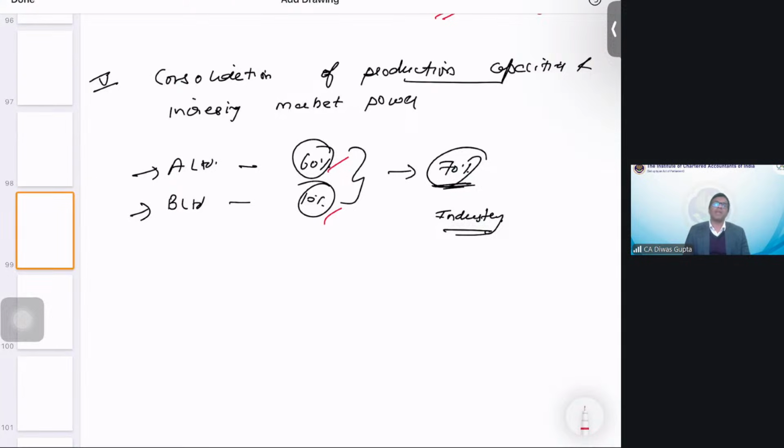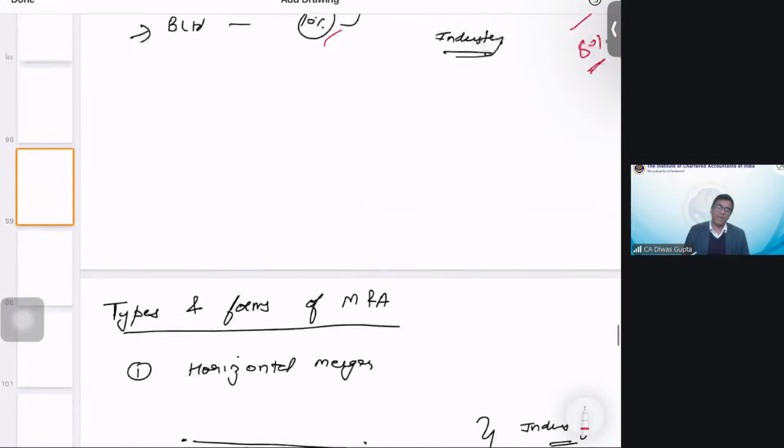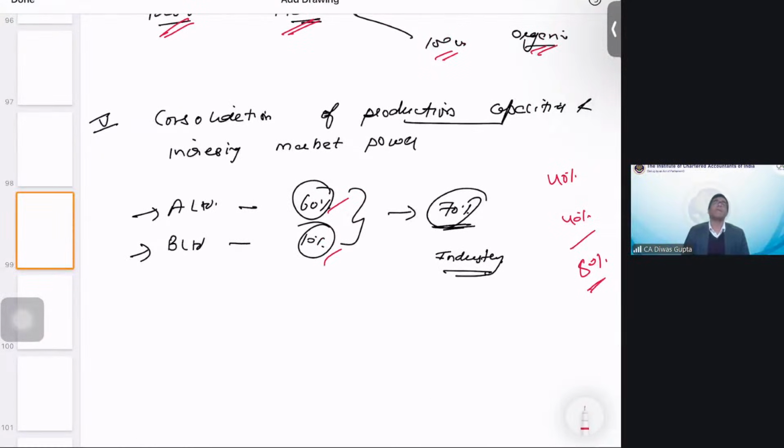Similarly, market power. Let's say A Limited has a market share of 40% and B Limited also has 40%. Collectively, now they hold 80%. So this is also an example of increasing market power, wherein they collectively own the market at 80%, and now they can decide about the pricing, the profitability, and other things. Benefits of monopolizing. That is true, benefits of monopolizing.